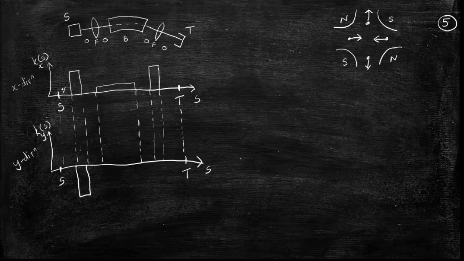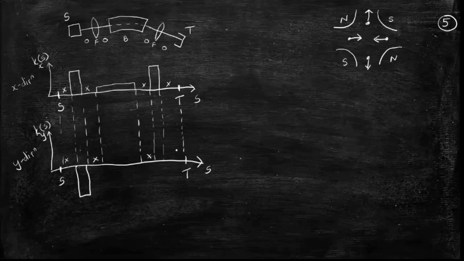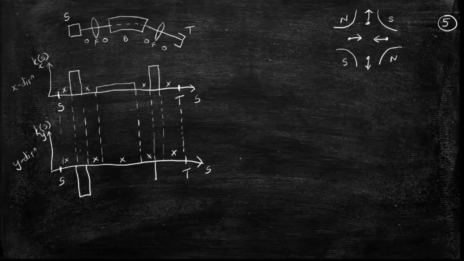So here you have 3 drift spaces. Here 4 drift spaces. Here also you have those 4 because those are actually field free regions. But the bending magnet is also a drift space as far as y direction is concerned, because the bending magnet doesn't induce any kind of force in the y direction.